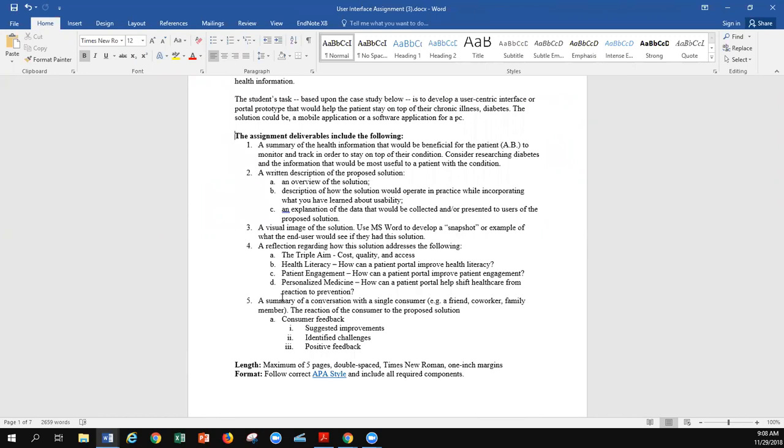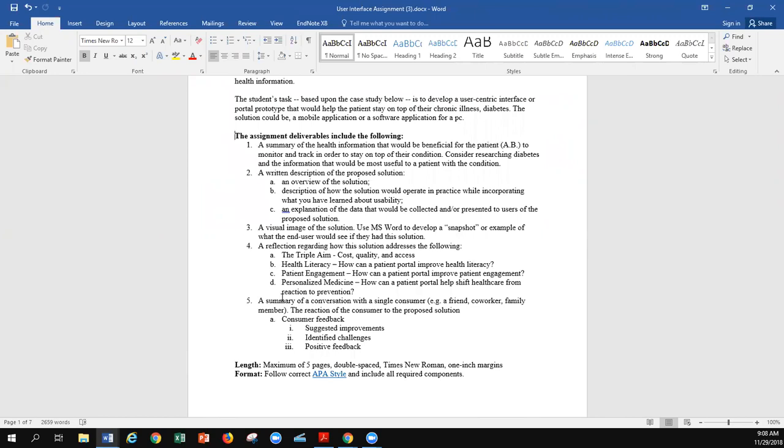Also consider patient engagement and how the patient portal could improve it. When I say patient engagement, it's patient engagement in their own healthcare, right? Some patients, it's hard to get them on board, especially when they're having to monitor so many things with a condition like diabetes, and to understand the importance of the monitoring, okay?